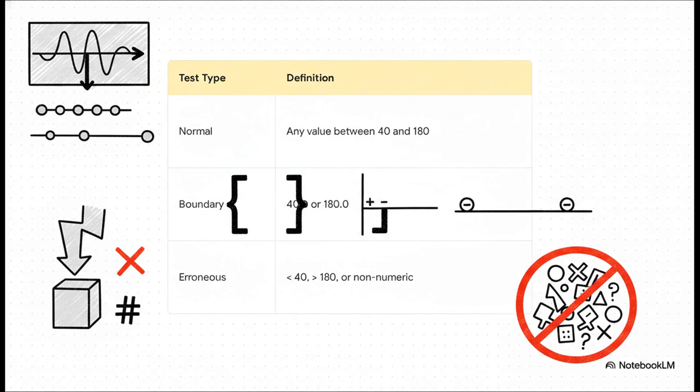And this table just perfectly lays out the 3 types of test data that examiners are always looking for. You've got normal data, that's your everyday, sensible, expected input. Then you've got boundary data, which is all about testing the absolute limits of your valid range. This is so important for catching those classic off by 1 bugs. And finally, erroneous data. This is anything that should fail. Stuff that's way outside the range, or maybe even the wrong data type altogether, like text instead of a number.